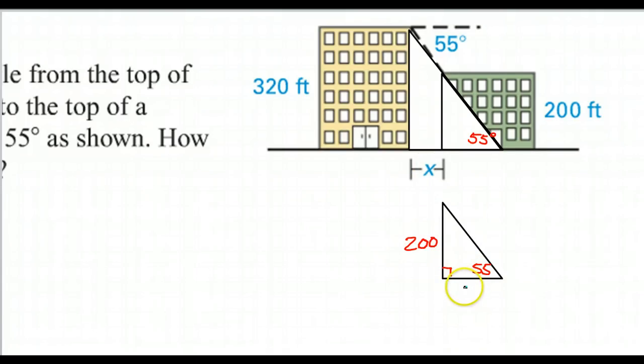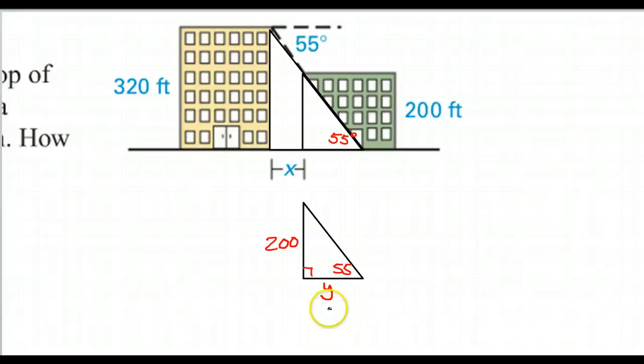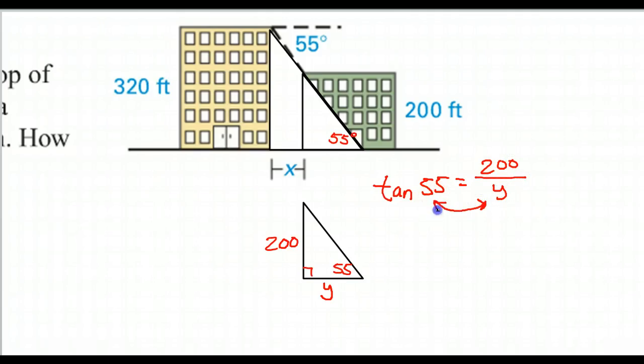I'm going to call this y. Now, based on everything we've done over and over again in this lesson so far today, I should be able to find this y with no problem. Let's see what I have. From the perspective of the 55, I have opposite and adjacent. This is the tangent function. So that means tangent of 55 is going to equal opposite over adjacent. That's 200 over y. When the variable is in the denominator, I do the swap. So that's going to be y is equal to 200 over tangent 55.